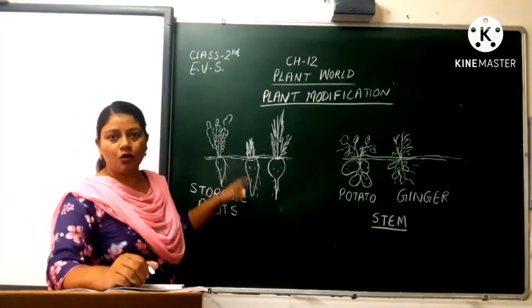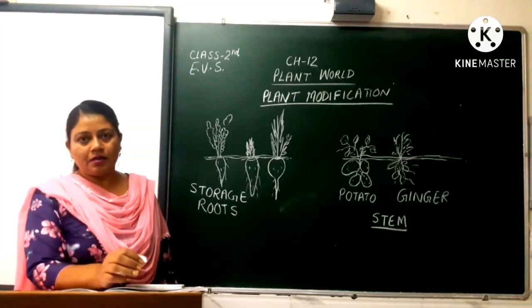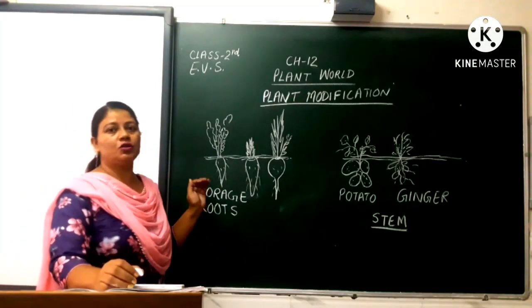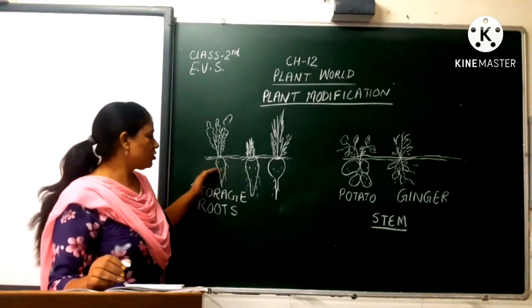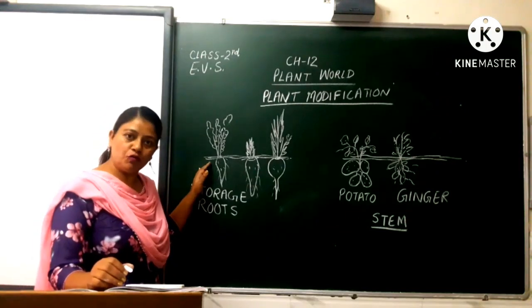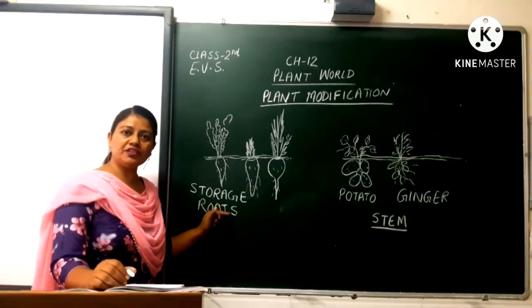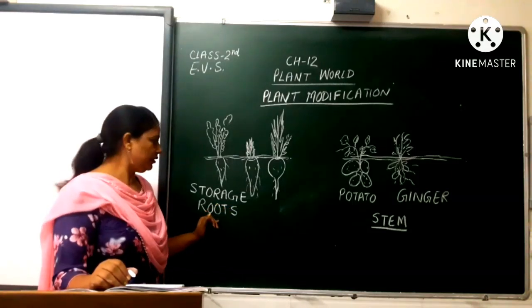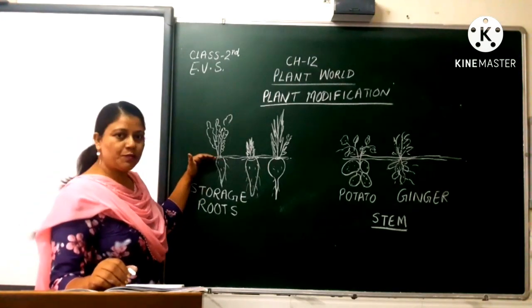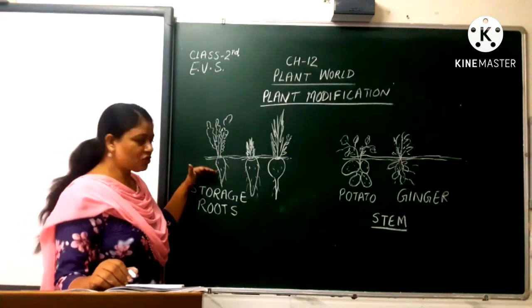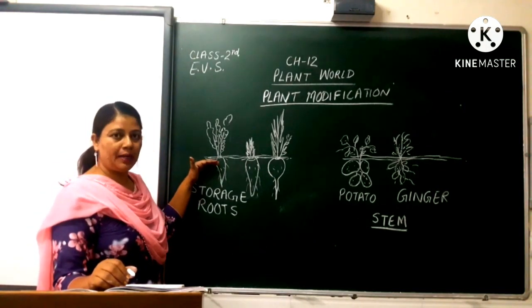The roots grow below the soil, and some roots also store food. Some roots also store food for the plant, that is called storage roots. For example, radish. Radish is below the ground under the soil, and it stores food for the plant.